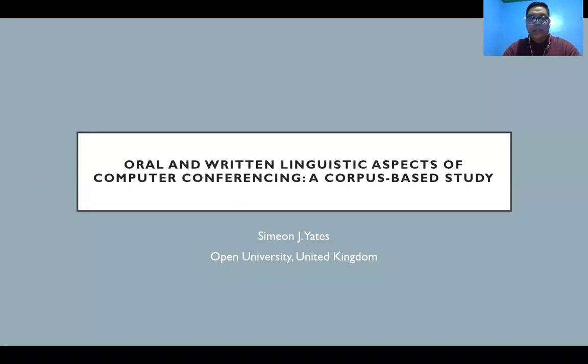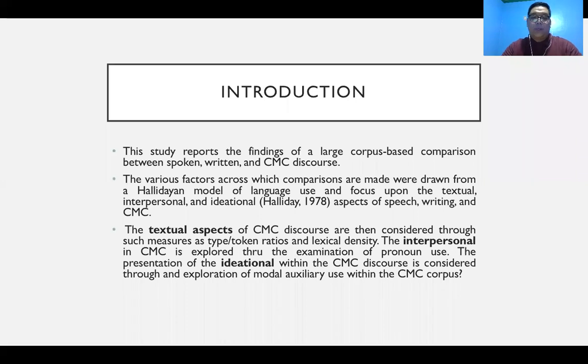So it is hoped that through this presentation, you will be able to understand the differences in terms of the features present in written, spoken, and computer-mediated discourses. So just an introduction, this study reports the findings of a large corpus-based comparison between spoken, written, and computer-mediated communication discourse. So the primary goal of this study is to create a clear picture of the differences of these three types of discourses: the spoken, written, and computer-mediated.